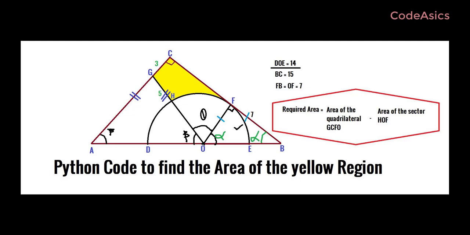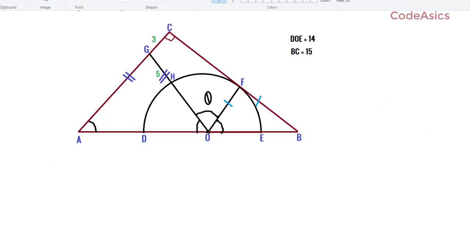Welcome students. In this particular class we are going to be writing a Python code to actually calculate the area of the shaded region. Now in this case we are looking to find the area of this region. Now let me change the color. I will place in yellow color.